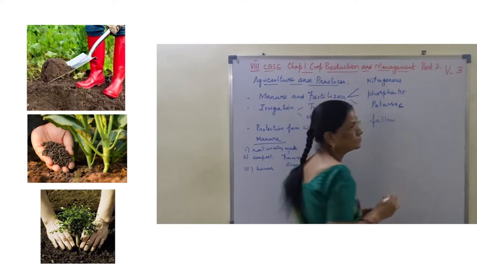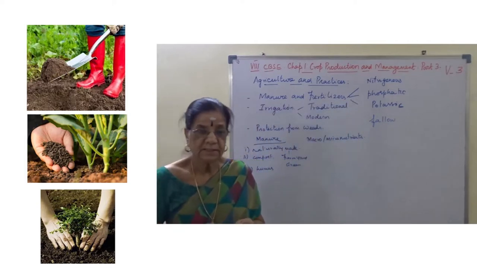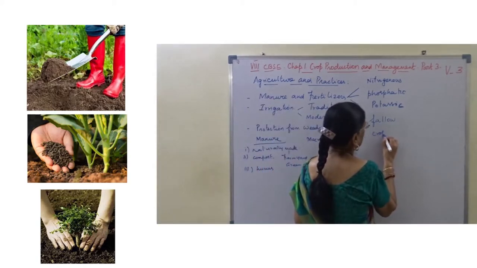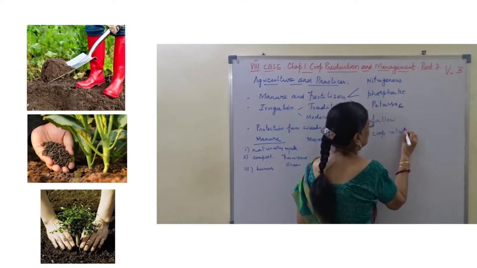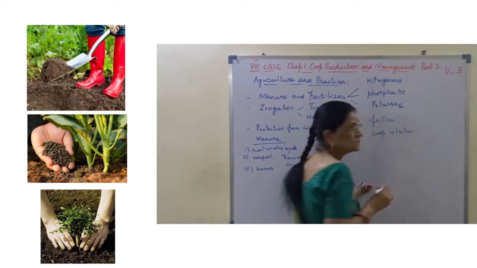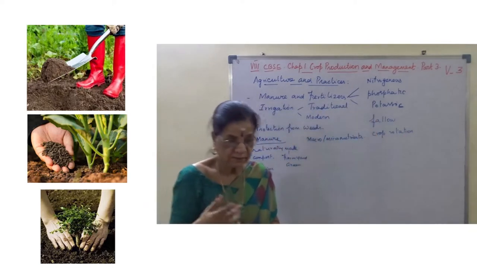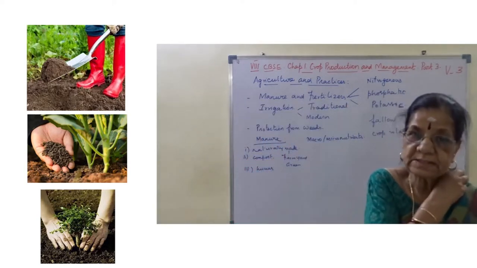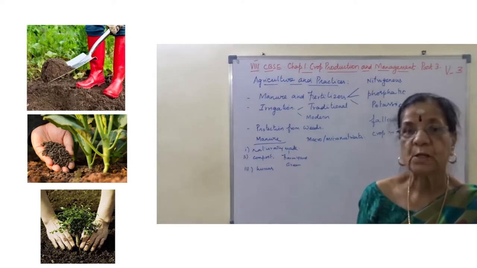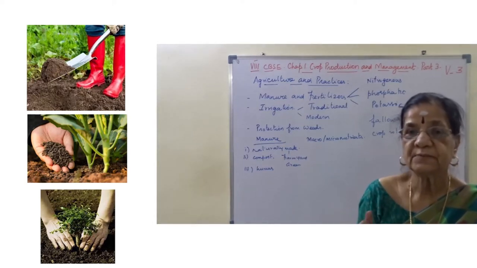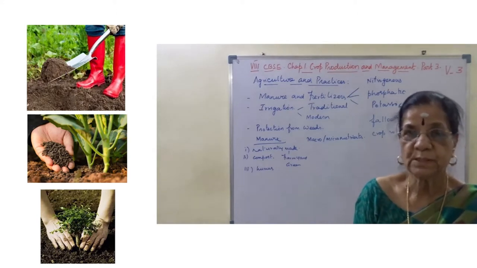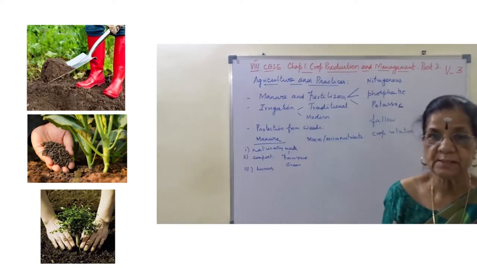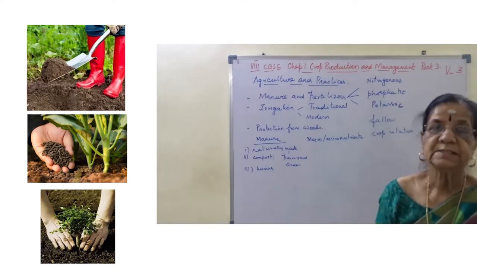So it has to be done. Or we can do crop rotation. We can follow crop rotation. What does it mean? Suppose we are cultivating paddy in a given field. Next season we should do groundnut so that the nutrients will be distributed uniformly. But if paddy is grown again and again for two to three years, the soil will become less fertile.